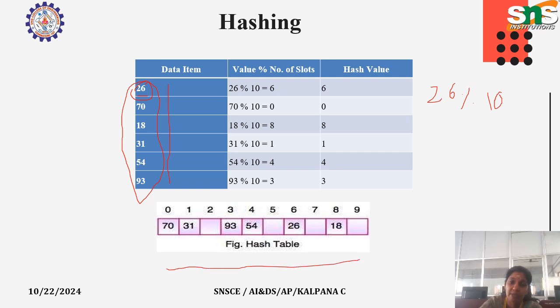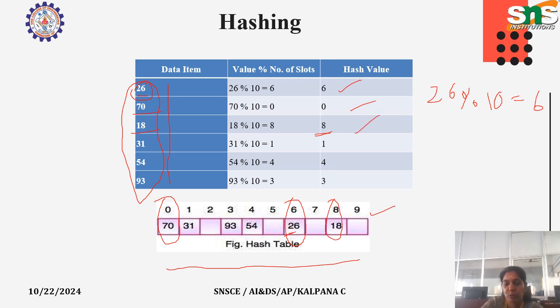Just see this hash table. The size of the table is 10, indices 0 to 9. So 26 modulo 10 is 6. The hash value is 6 now, so at position 6, I am going to insert 26. Next is 70. 70 modulo 10 is 0, so at location 0, I am going to insert 70. Next is 18. 18 modulo 10, the remainder I get is 8. So 8 is the hash value for 18, and at location 8 I am going to insert 18.